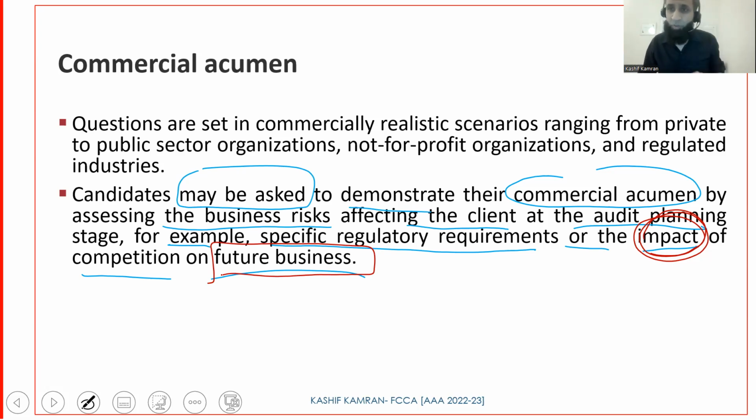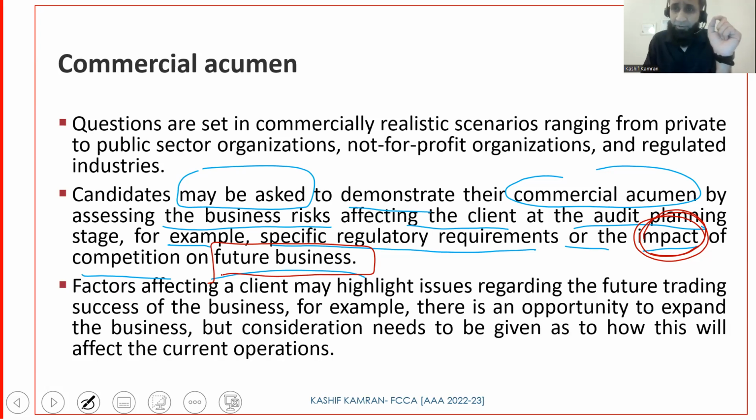So bullet number 2 is giving you one example of where and how commercial acumen could be demonstrated by a student. That's primarily in question number 1. And we know the skill of commercial acumen is equally tested in Section A as well as in Section B. Taking another example, a factor affecting a client may highlight issues regarding the future trading success of the business. For example, there is an opportunity to expand the business, but consideration needs to be given as to how this will affect the current operation.